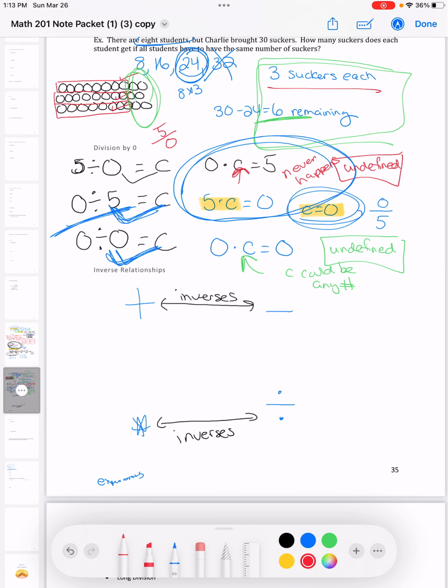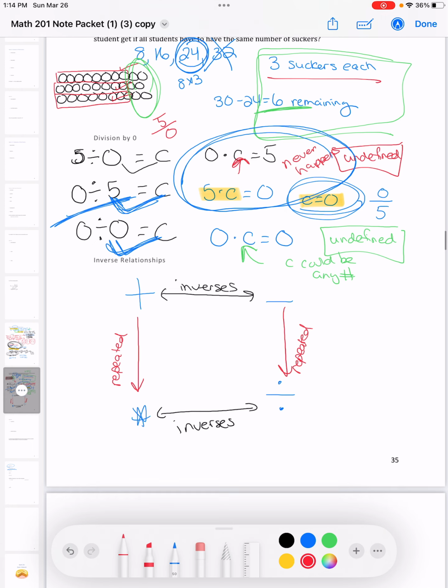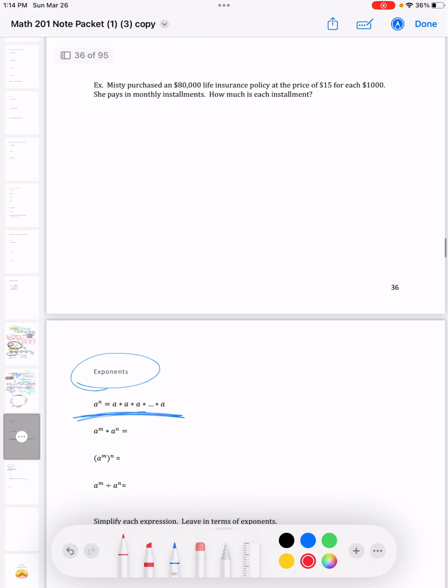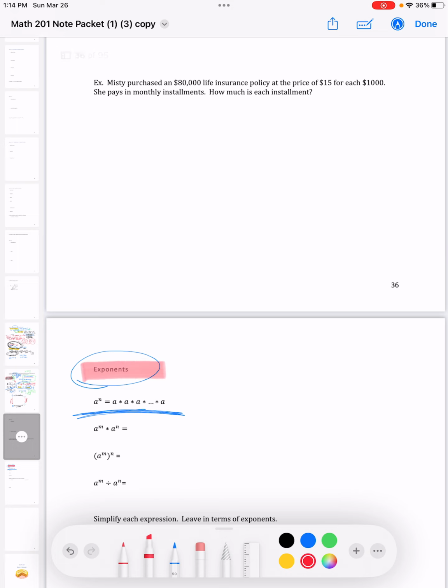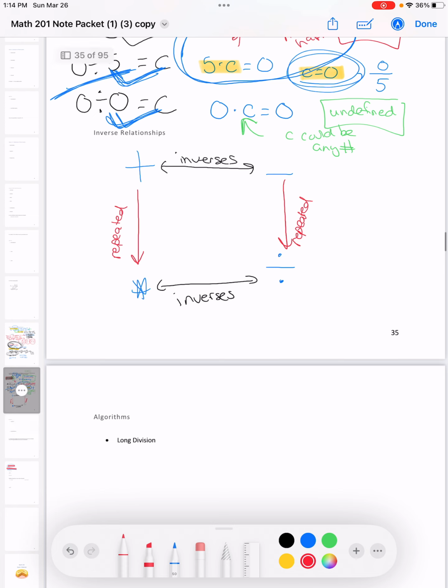We also know that repeated addition is multiplication, and we saw today that repeated subtraction is division. Now do notice that the red arrows only go one way. If I have repeated multiplication, that is not addition. In fact, we haven't seen it yet, but we will see it later this section. I've got exponents. Whenever I have to repeat multiplication, those become exponents.